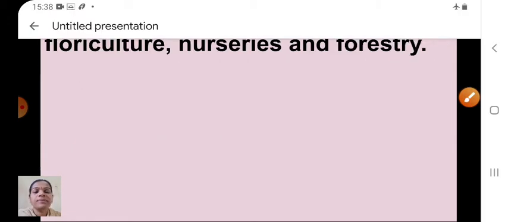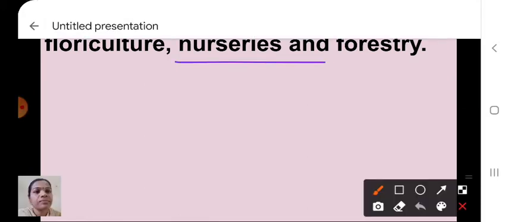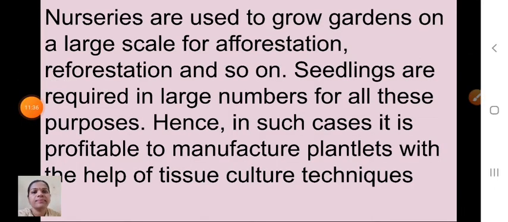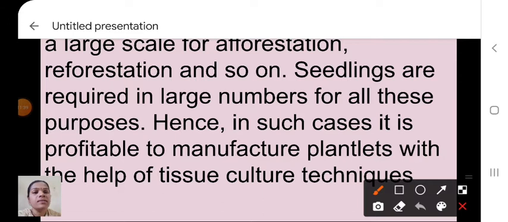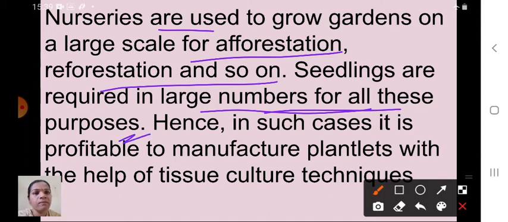Next one is, see here, application of biotechnology in floriculture, nurseries and forestry. In that we will discuss some points. First, some information: nurseries are used to grow gardens on a large scale for afforestation, reforestation and so on. Seedlings are required in large numbers for all these purposes. In such cases, it is profitable to manufacture plantlets with the help of tissue culture techniques.